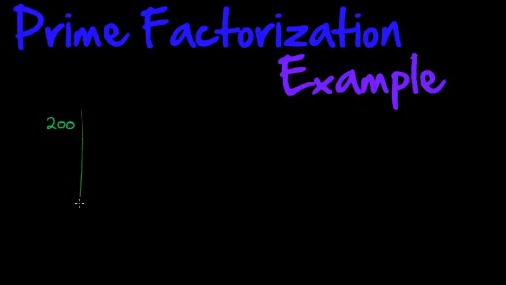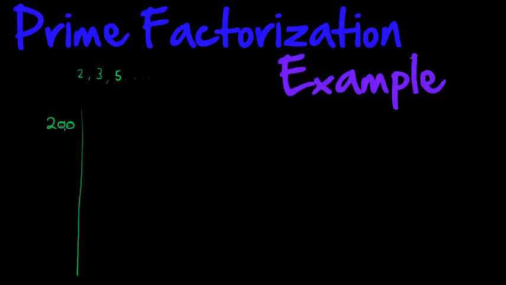Okay, and then I'm going to divide it, and I always start with 2, then I try 3, then I try 5 and so on. So you need to know the first couple of prime numbers, and if you get to a point where you don't know if it's a prime number, you just test it.